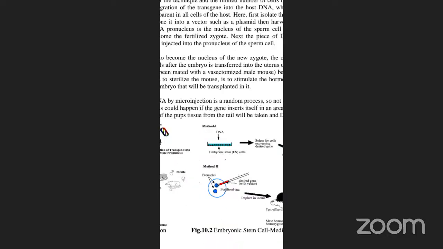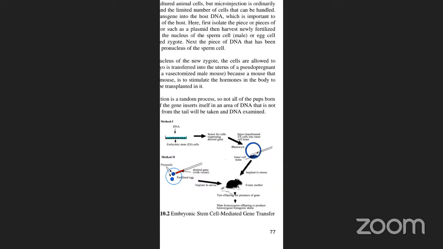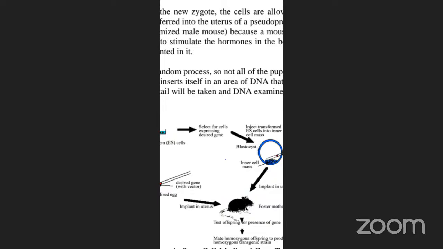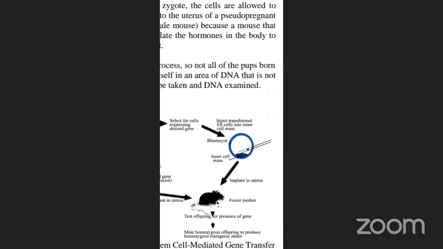Then another method is embryonic stem cell mediated gene transfer, where we have embryonic stem cells. We are adding DNA to the embryonic stem cells. Suppose we are introducing the insulin gene into the embryonic stem cells. All the embryonic stem cells won't take up the gene, only some of them will. So we have to select. Yesterday I told you, we have to select the cells with the gene of interest. Then these cells should be introduced into the blastocyst. So what is a blastocyst?